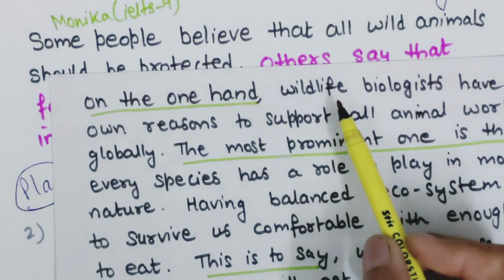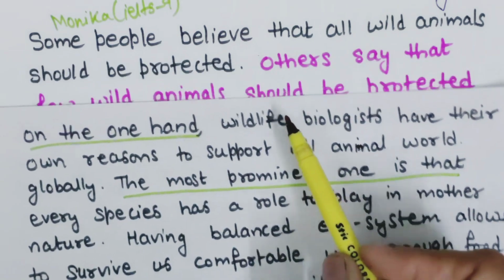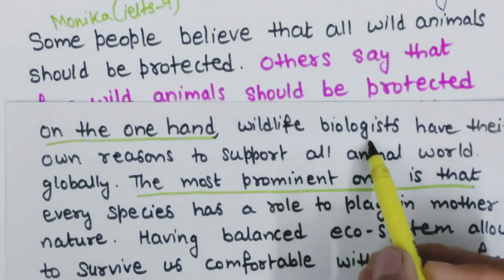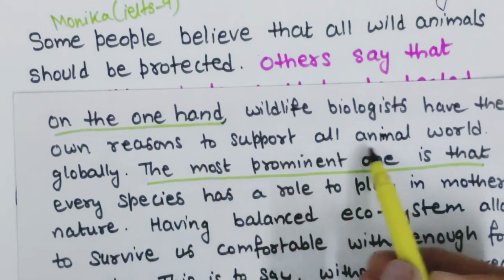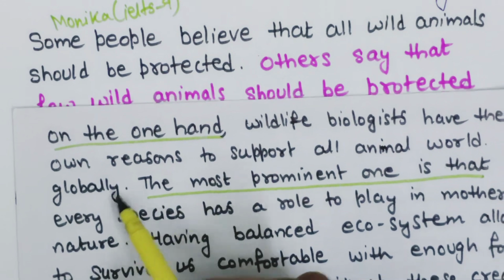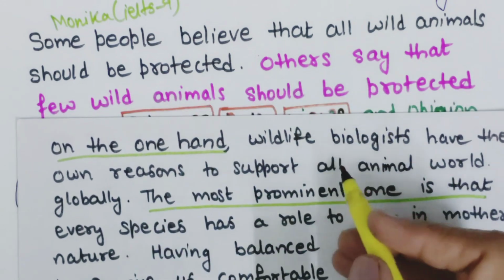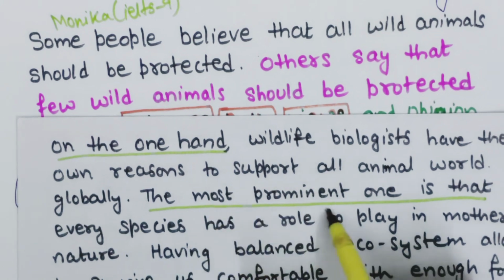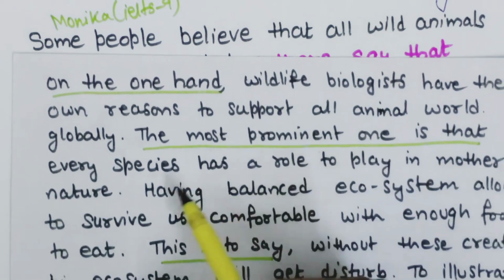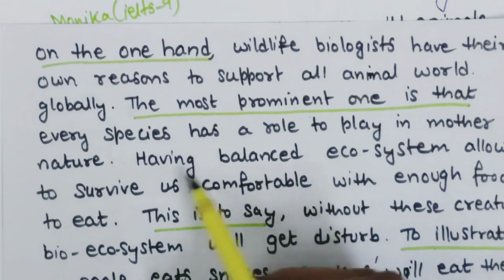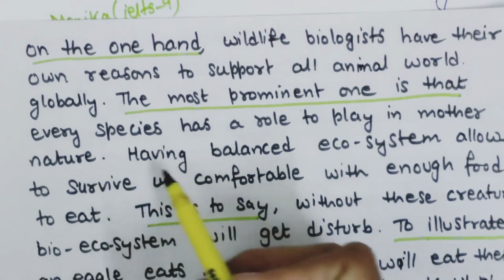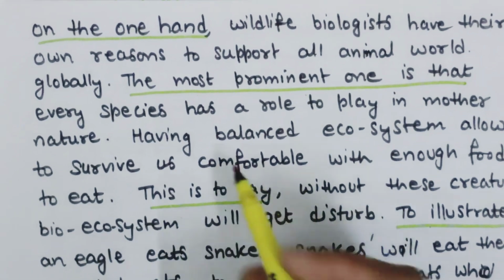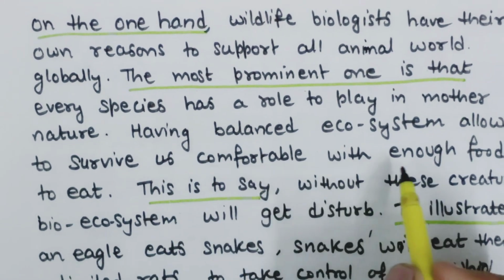Now again telling the main point that we are talking about all wild animals. Wildlife biologists have their own reasons to support all animal world globally. Okay, the whole animal world also you can write, then globally you can cut. The most prominent one, means the first reason, is that every species has a role to play in mother nature. Now full stop. Having a balanced ecosystem allows us to survive comfortably, with enough food to eat.